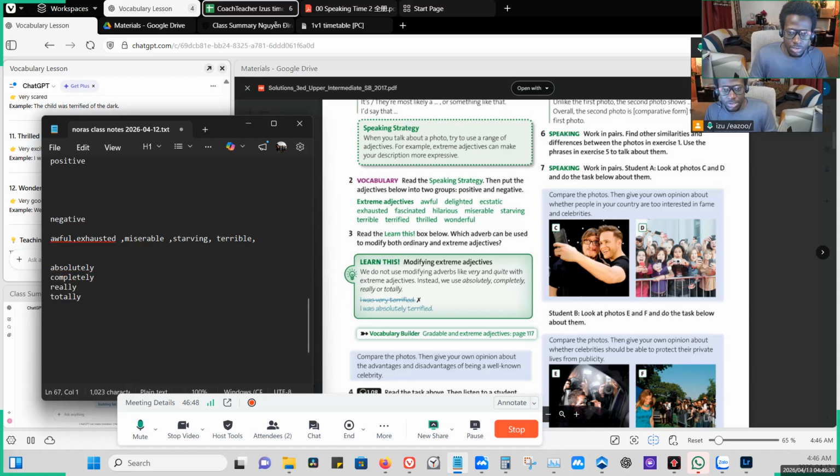So let's try to make a couple of sentences with these words. Let's make one with absolutely.